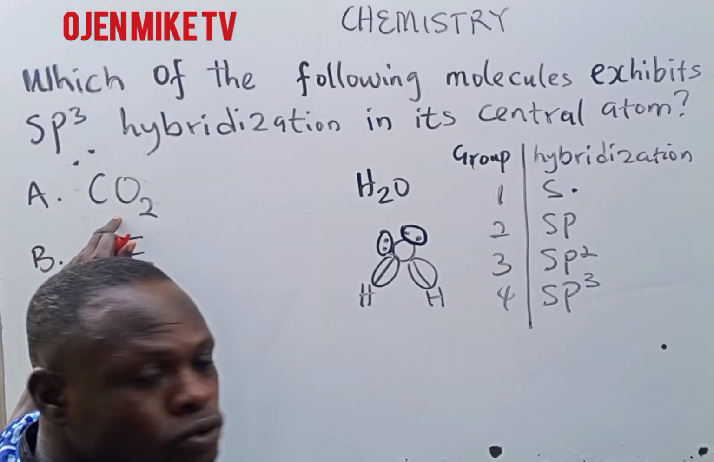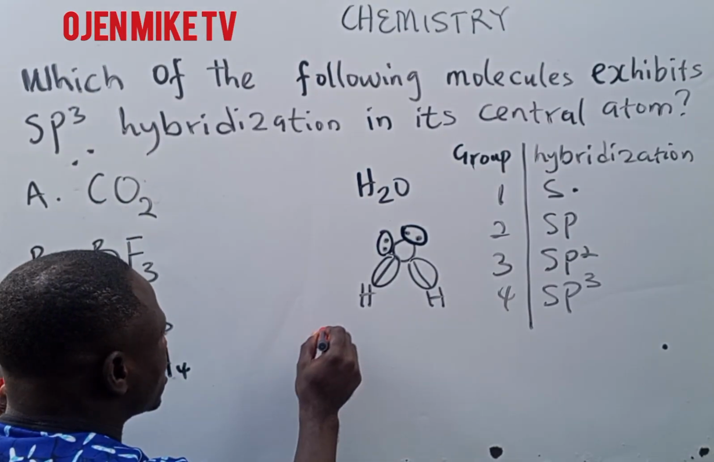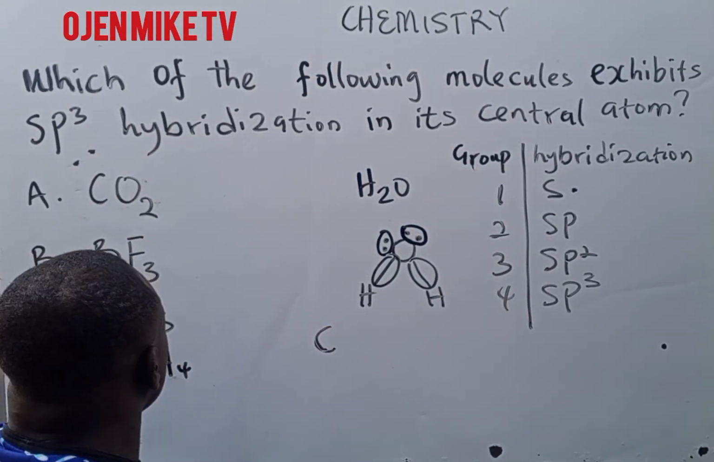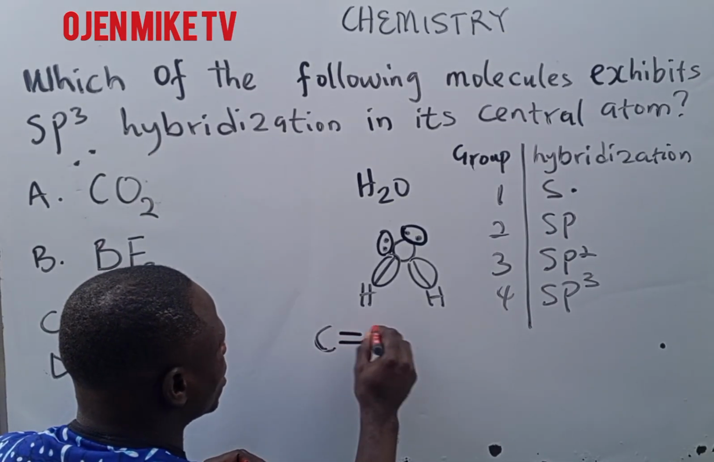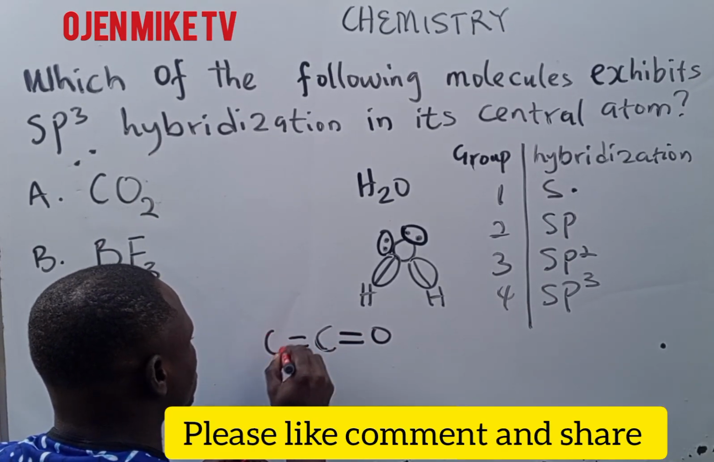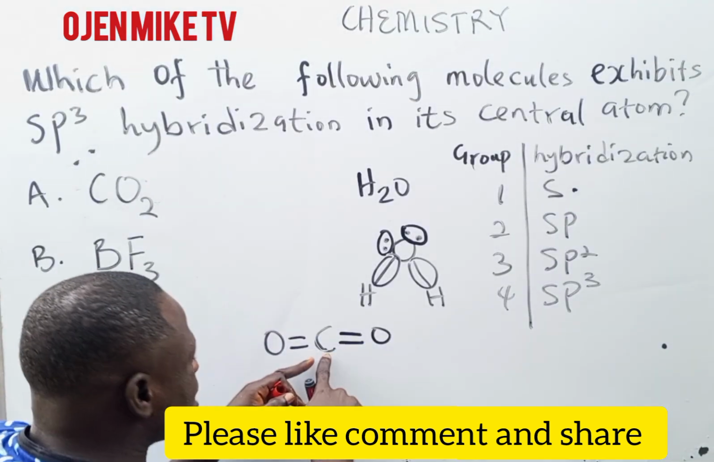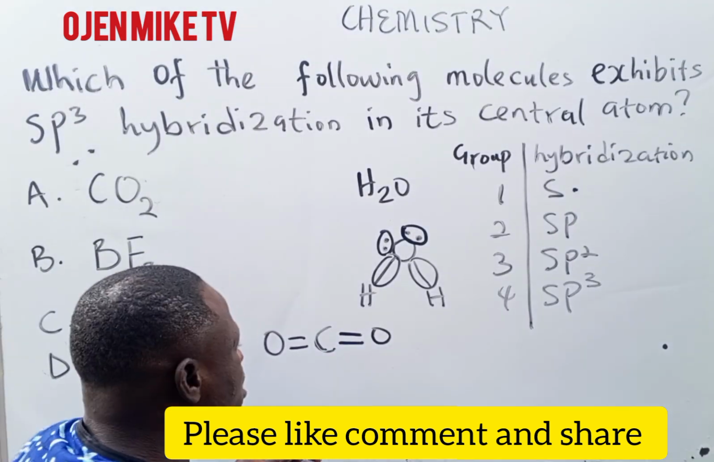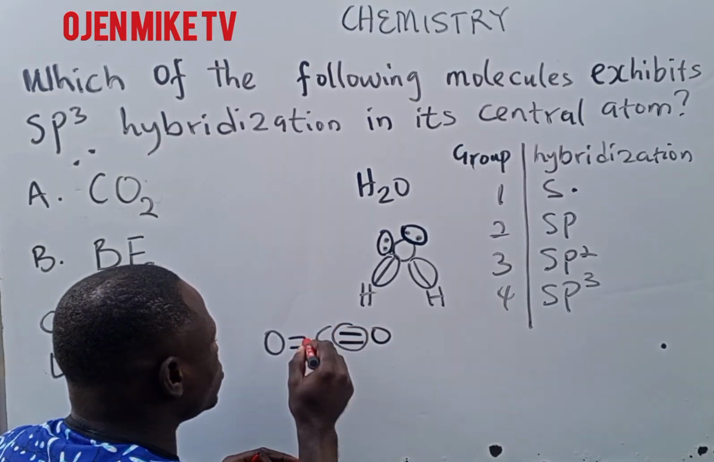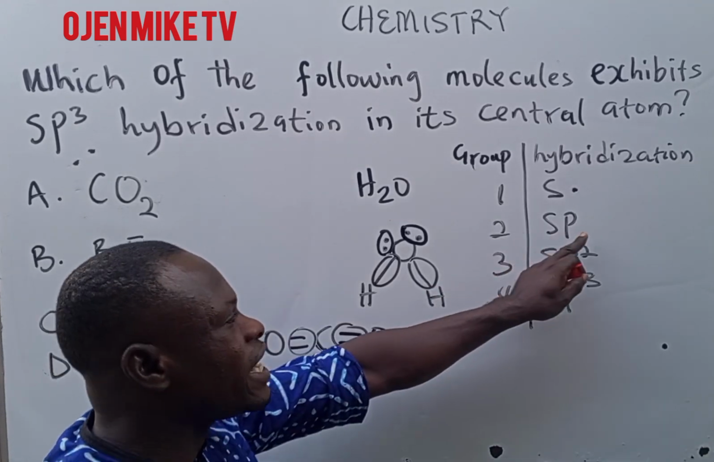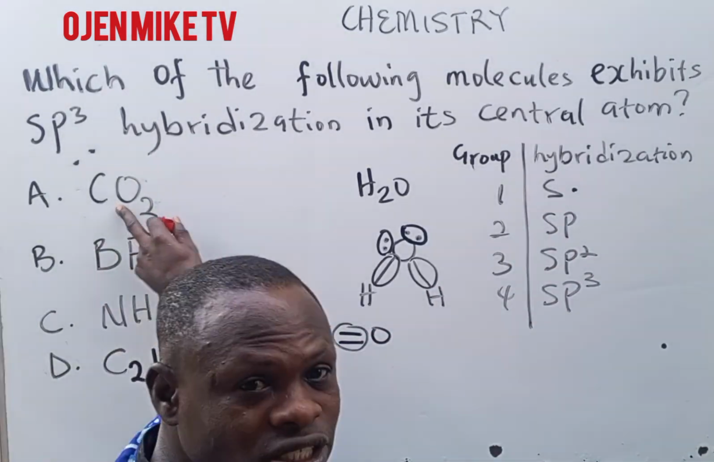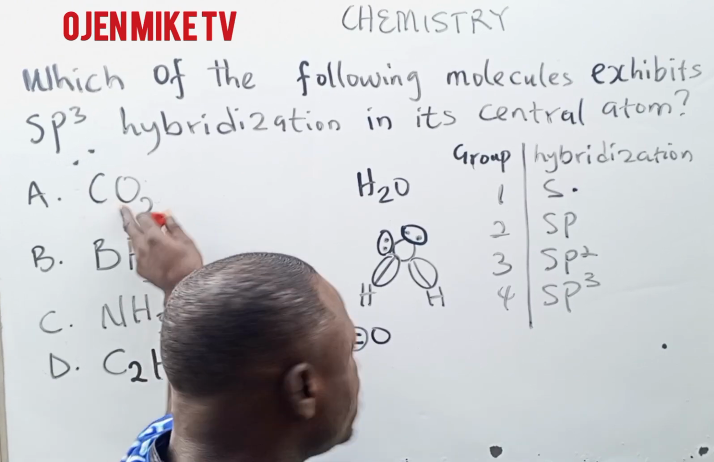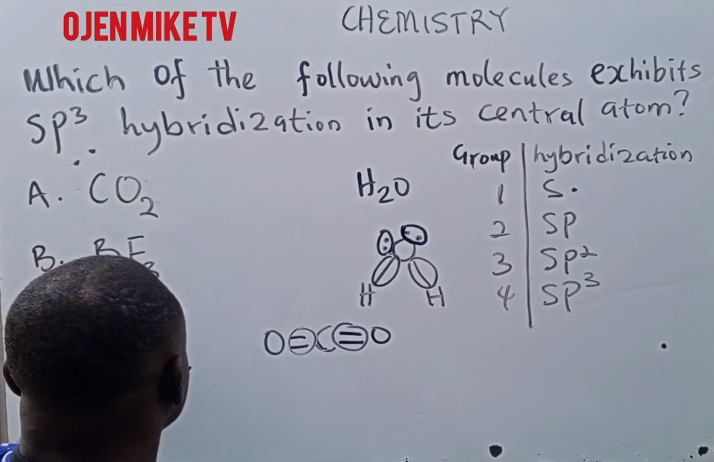If you look at this option here, this carbon is bonded with 2 oxygen atoms. So look at the structure of this compound. You get that? So this is the central atom. The bonds connecting it are how many? We have 1, 2. 2 groups is sp hybridization. It means that carbon dioxide is sp hybridization. Let's go to this one now.